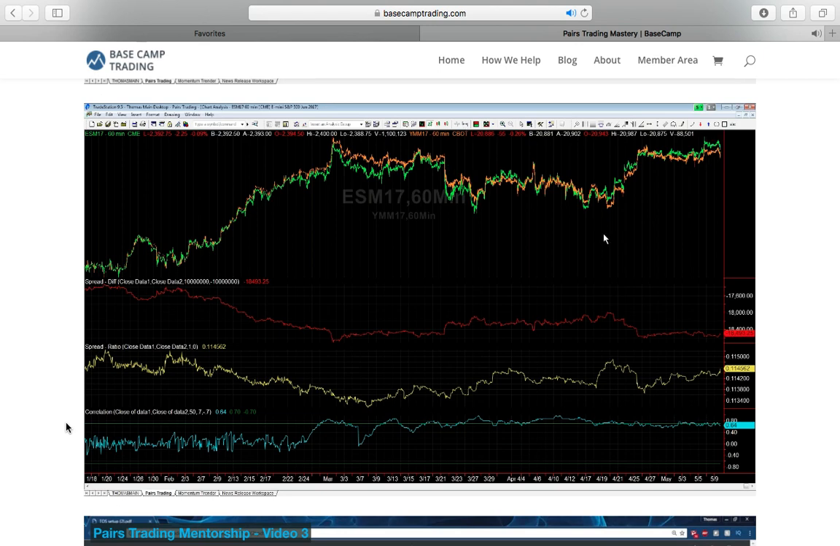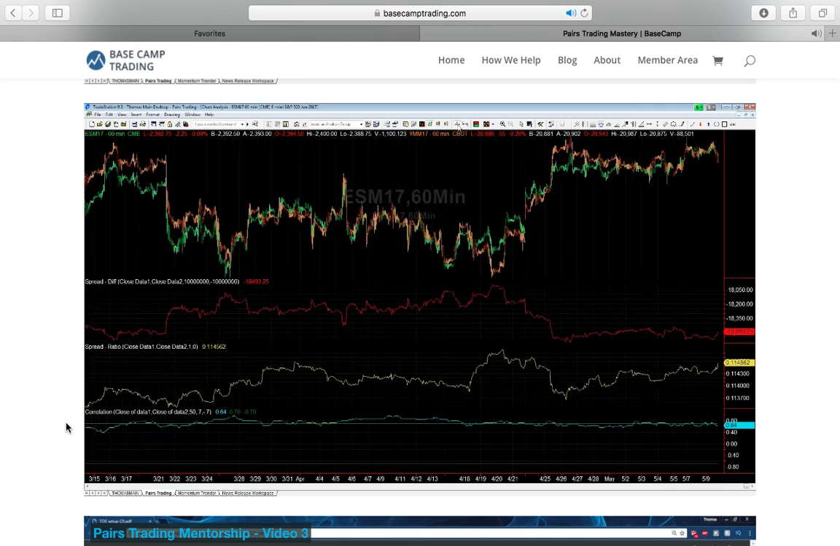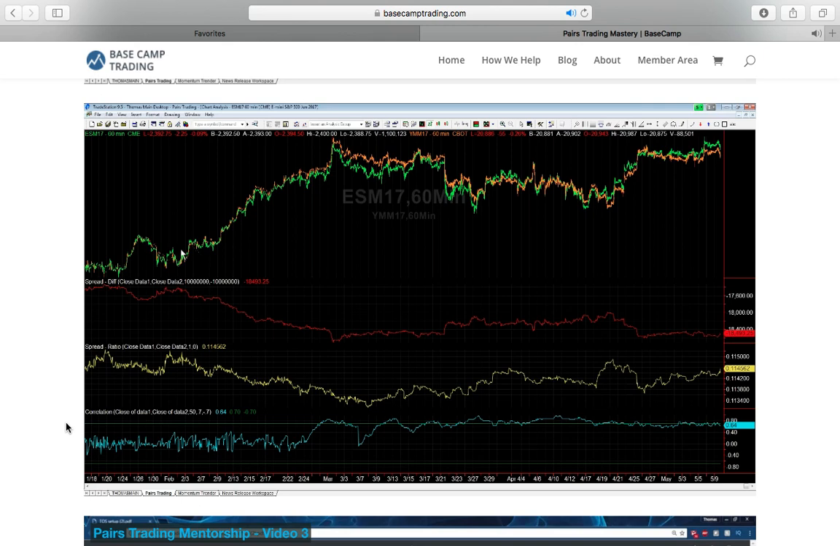I want to walk you through what I look at when I'm looking to place a pairs trade. All right. First thing I do, and this seems really simple, is you're just going to look at your chart, and you know how we talked about the location of the two markets.